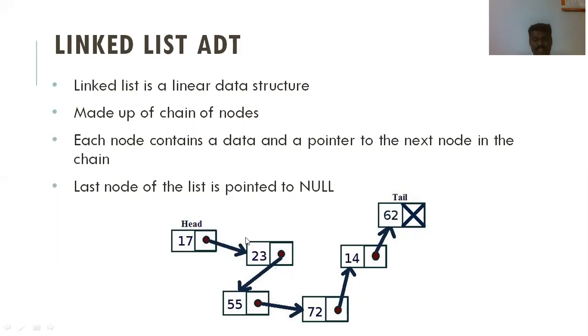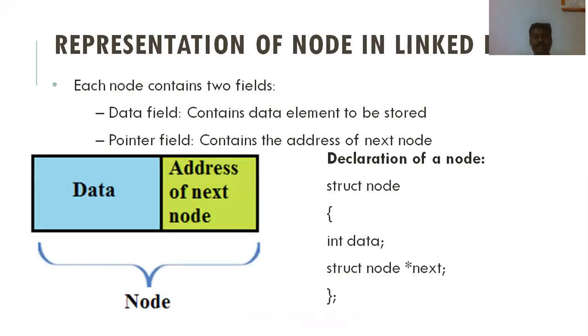Then the address is connected to the next node, 23. Then connect one by one, and you can sequentially insert the elements one by one. Representation of a node in a linked list: each node contains two fields. The data field contains the data element to be stored. The pointer field contains the address of the next node. The data field is the actual data, and the pointer field holds the address of the next node, which can be stored in the previous node. This is called a node.